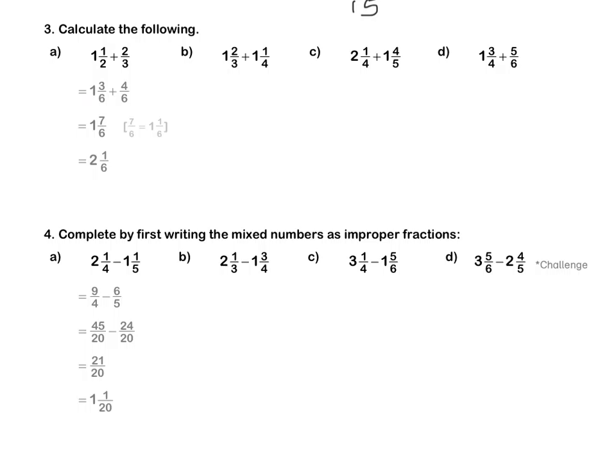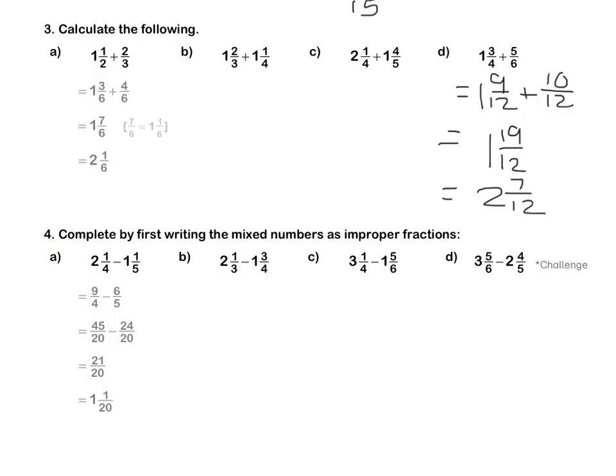Let's complete question D together. For 4ths and 6ths, my LCD is 12. I times by 3. 3 times 3 is 9. For 6, I times by 2, and 5 times 2 is 10. Then we add up 1 19/12, which is equal to 2 7/12. Press pause to complete the rest of question 3 by yourself.